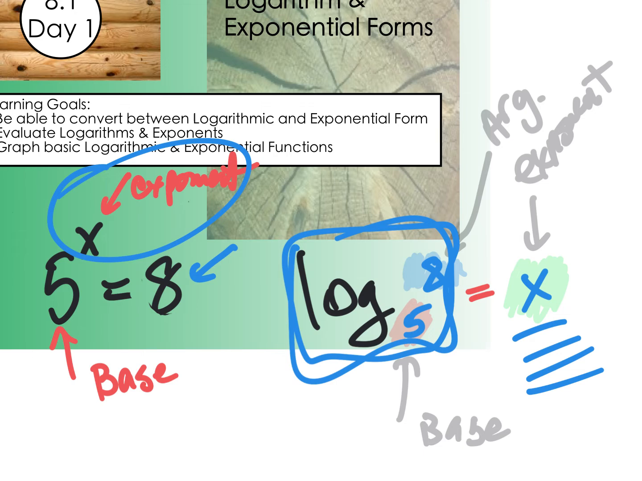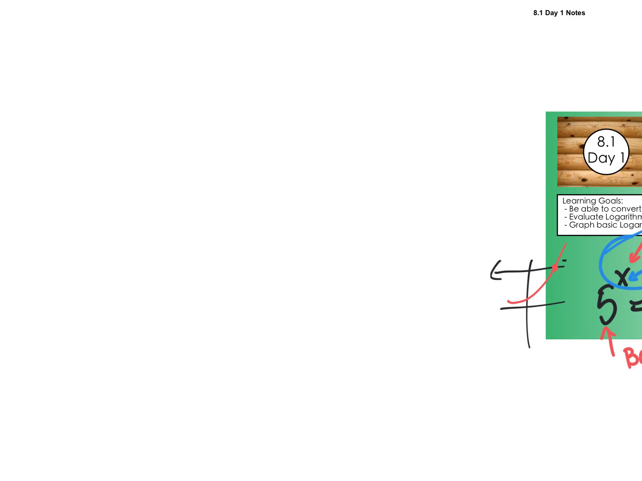Yes? That's 1.29. Thank you. So the answer ends up being 1.29. So that means 5 to the power of 1.29, and again, it goes on forever and never repeats. So we always just kind of round it. That equals 8.